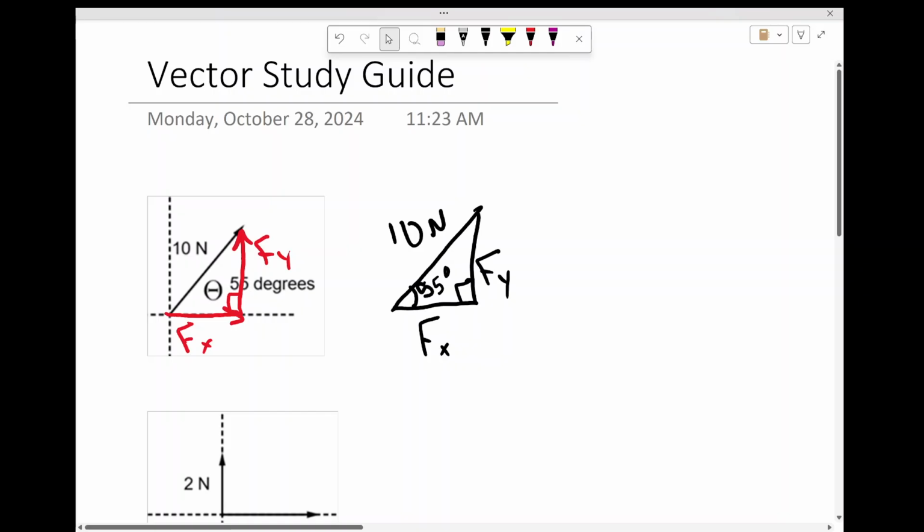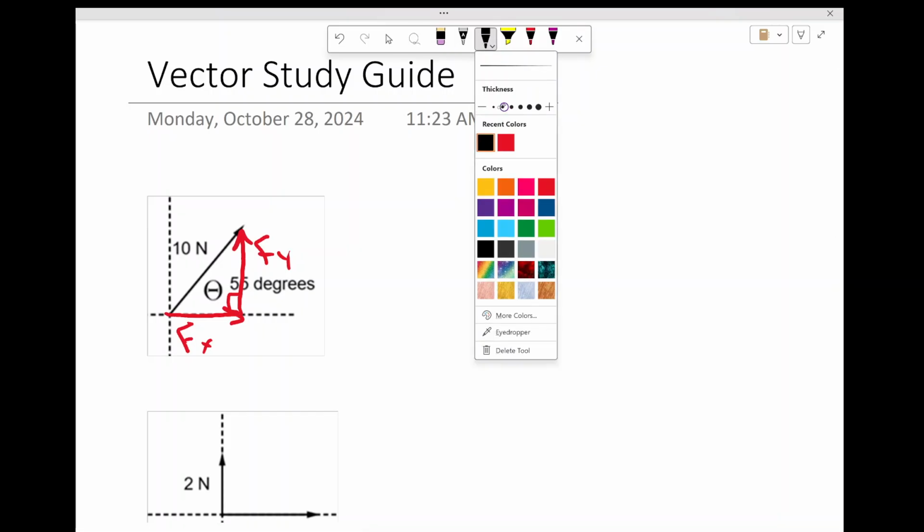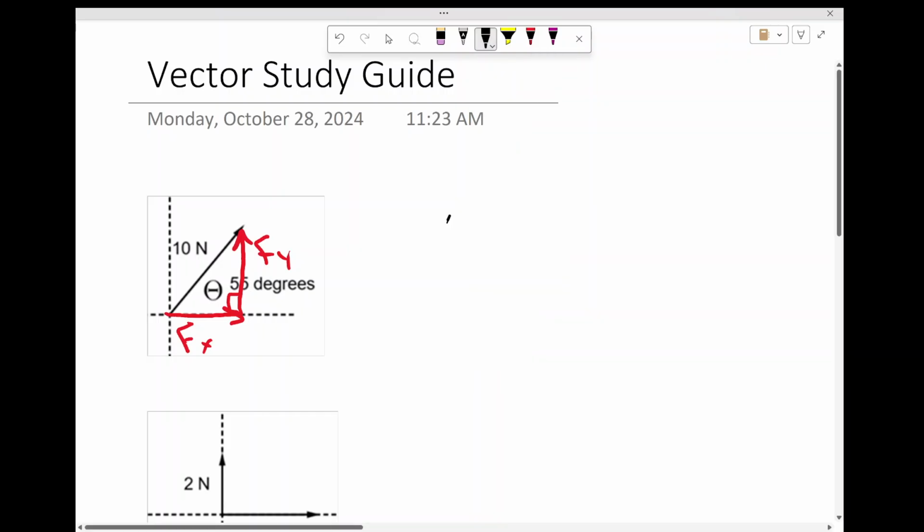So what we're going to do is, this looks terrible. Hold on. I'm going to change my pen. Okay. So redrawing a little bit clearer. Here's there. 55 degrees, 10 newtons, Fx and Fy.